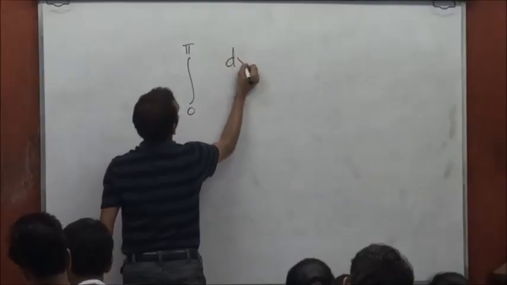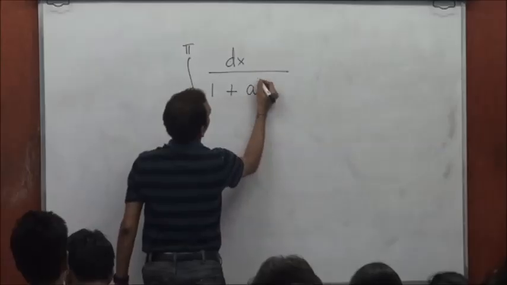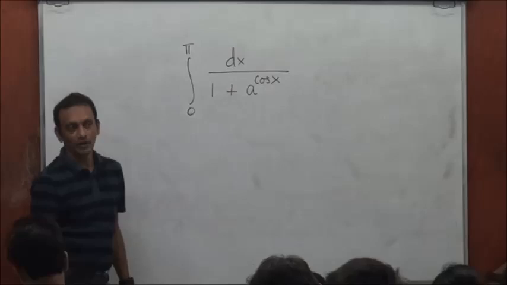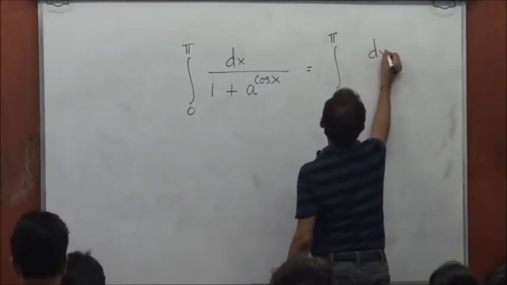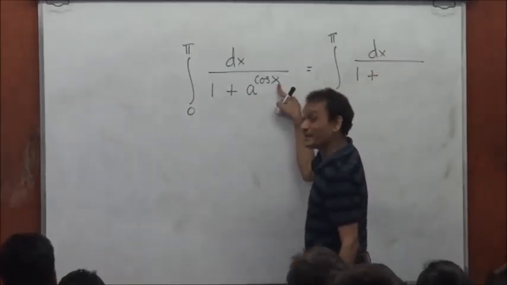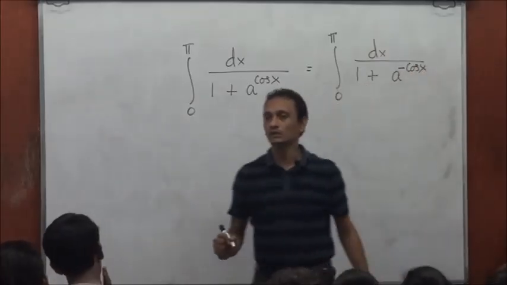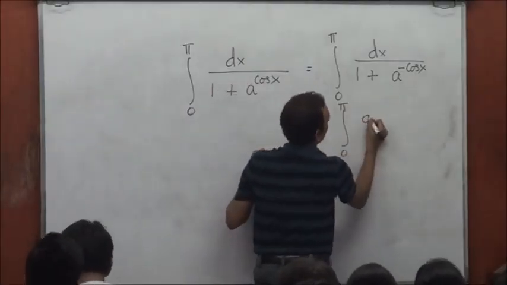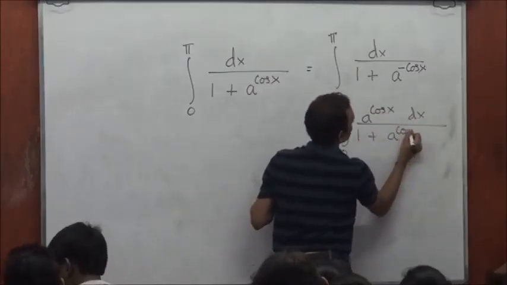Integral 0 to pi dx by 1 plus a power cos x. Let's say a is a positive number. Very simply, this could be written as 0 to pi dx by 1 plus a power, replace x by pi minus x, so minus cos x. So 1 plus a power minus cos x. Right? Which then is evidently 0 to pi a power cos x dx by 1 plus a power cos x.